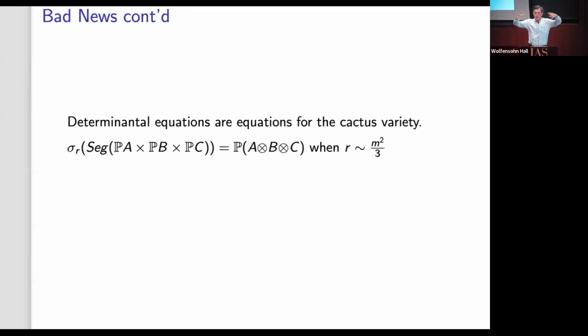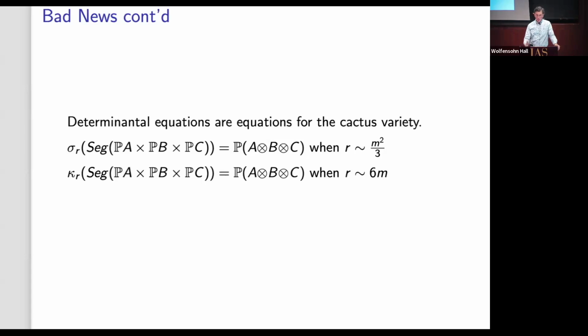So we have two different stratifications of our ambient space. And the one we care about for complexity theory doesn't fill the ambient space until about m squared over 3, if A, B, and C are vector spaces of dimension m. But this other one fills at 6m. So any determinantal equation is just game over at 6m absolutely, and practically much earlier.